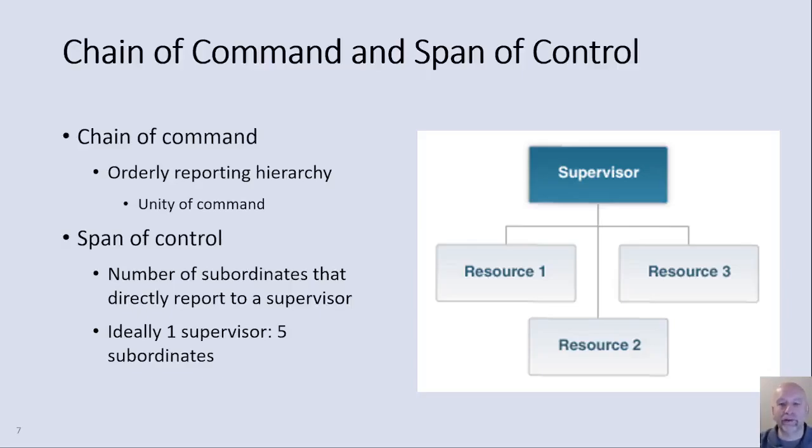Span of control refers to the number of subordinates that will directly report to a supervisor. Now, ideally, that optimal span of control is 1 to 5, or 1 supervisor to 5 subordinates. But this ratio is just a guideline, and it's going to change depending upon what the incident objectives are, and just based upon the layout of the incident that we're working at. When a supervisor's span of control becomes unmanageable, they can assign additional subordinate supervisors underneath them, or they can redistribute their subordinates to better manage them.